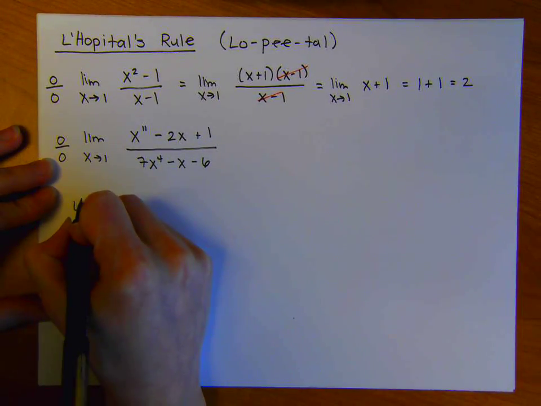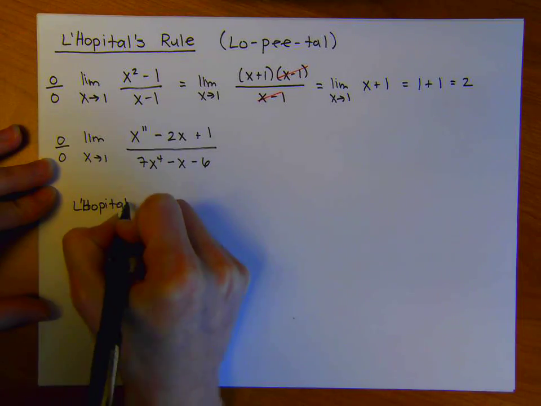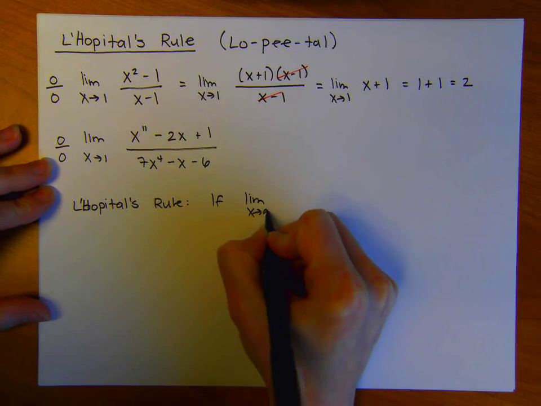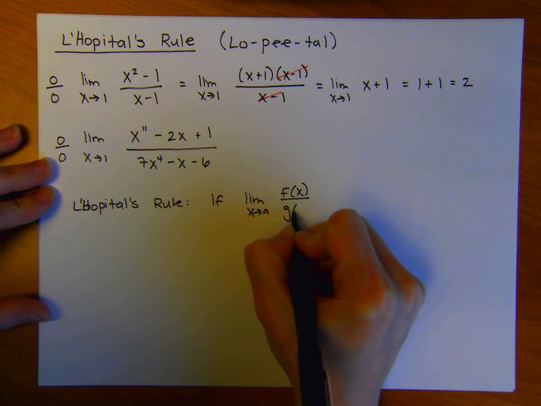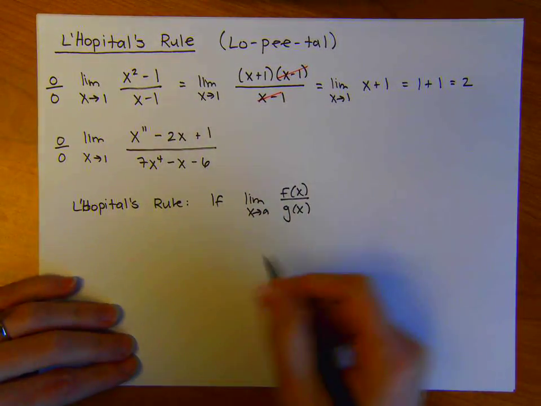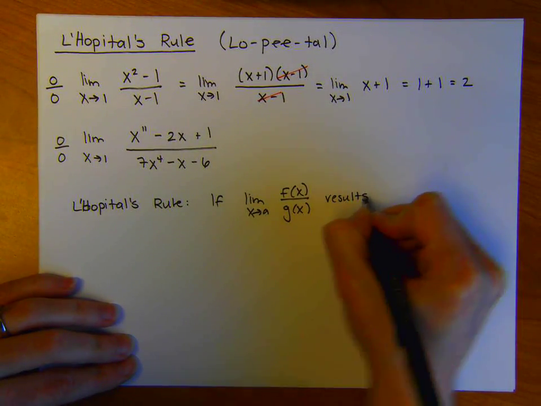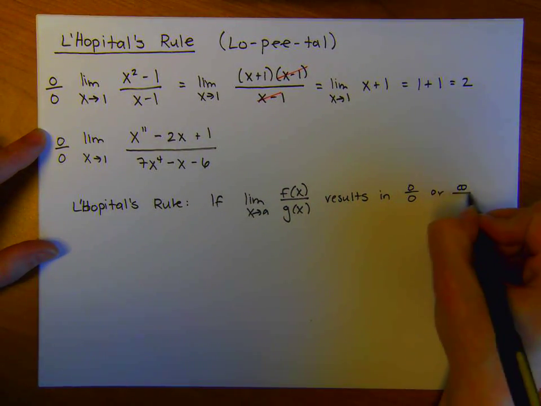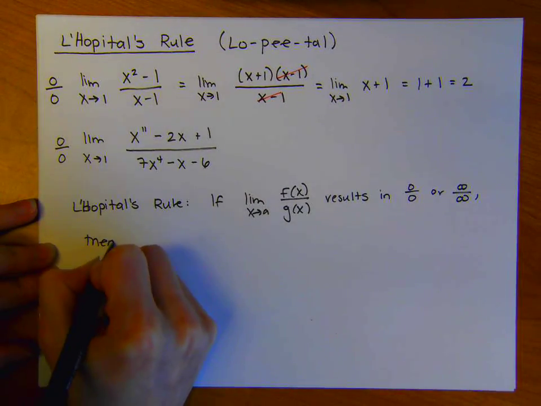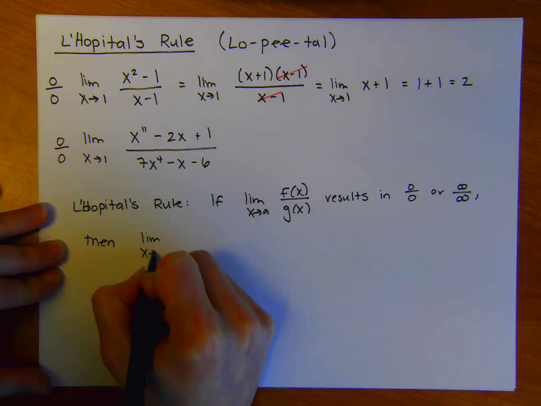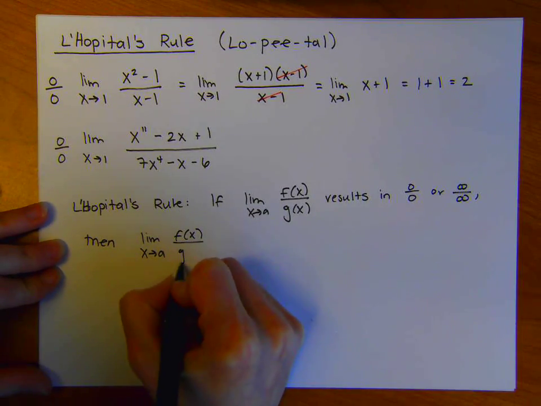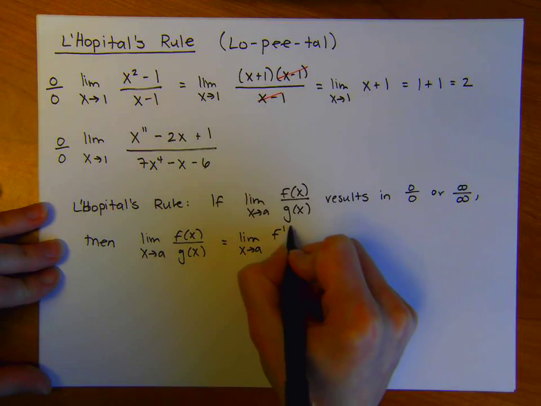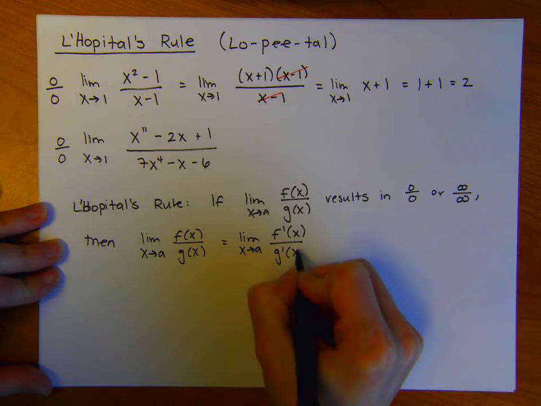So here's what L'Hopital's rule says. Okay, so it says if the limit as x approaches a of the quotient of two functions, notice that's what we have in both of these cases, if this results in 0 over 0, like it does up here, or infinity over infinity, then the following holds. The limit as x approaches a of f of x over g of x is the same thing as the limit as x approaches a of f prime of x over g prime of x.